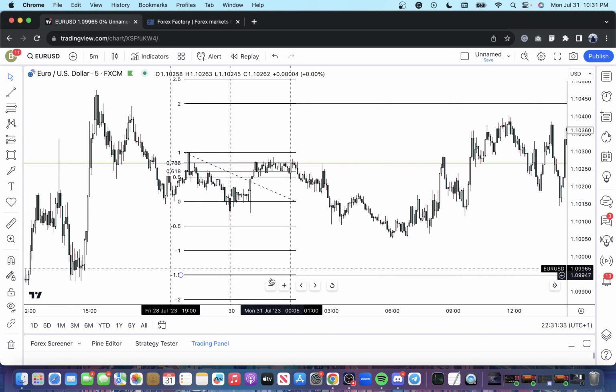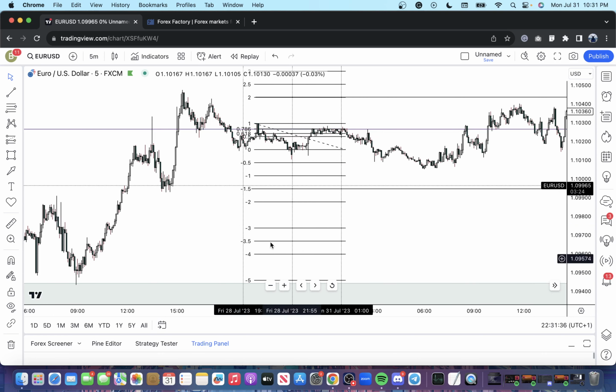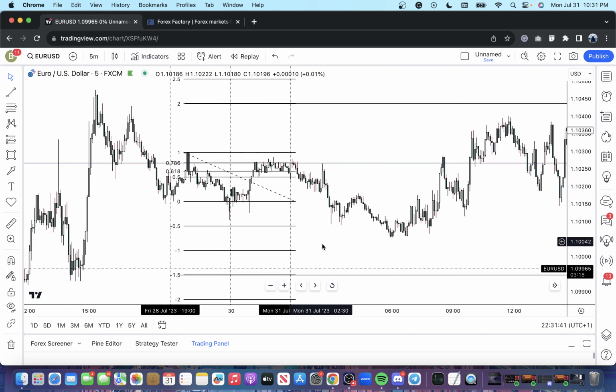There are times when you're going to have to use the central bank delivery from the previous day to identify or mark up the highs and lows potentially for the next day, right? But that's a different lesson entirely.